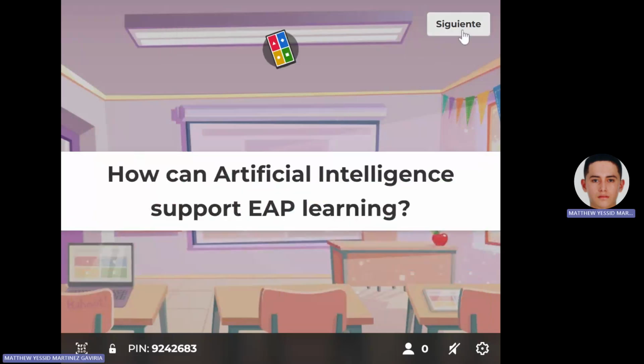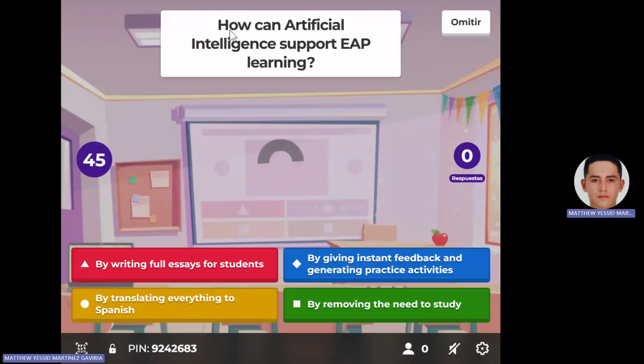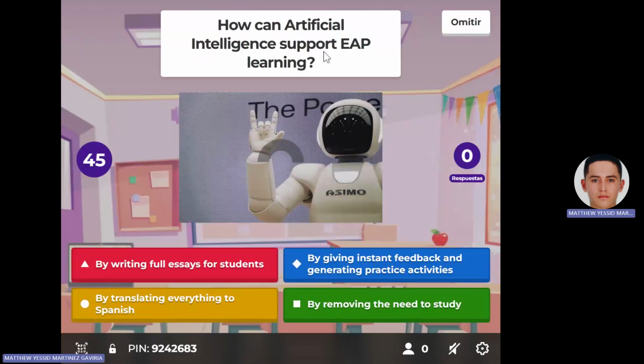Okay, for question 6, we have: how can artificial intelligence support EAP learning? That's important. The correct answer is by giving instant feedback and generating practice activities, because AI tools like ChatGPT allow students to receive immediate corrections and create simulations for practice. That's important because it encourages the autonomy of the students.